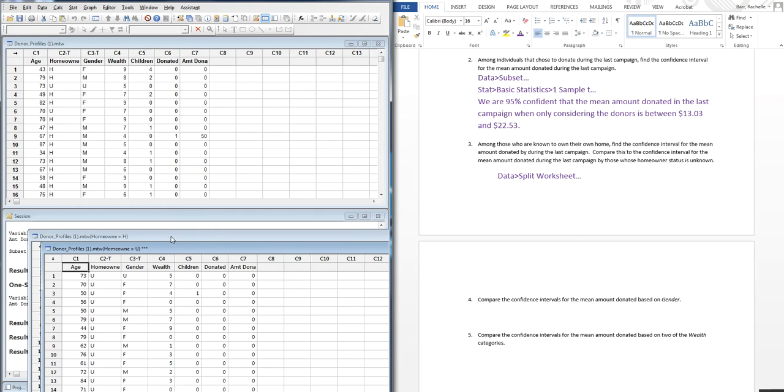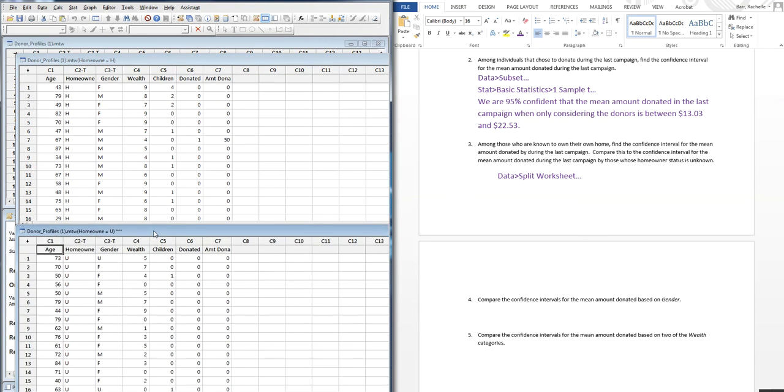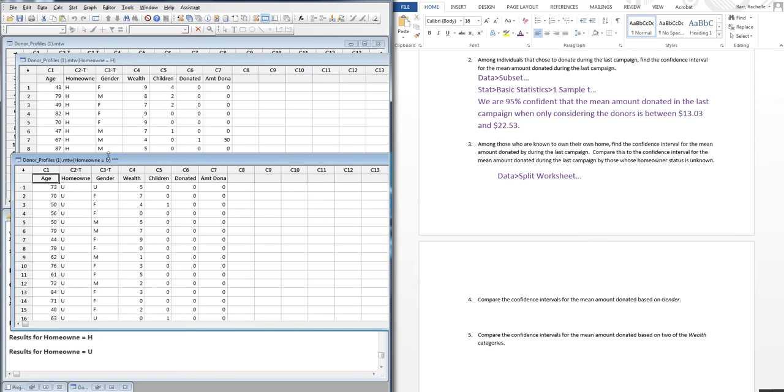So I'm going to hit OK, and it brings me these 2 pieces of information. You'll notice I now have a bunch of worksheets on here. One is homeowners with a U and one is homeowners with an H. These are people that actually own homes, and these are people for whom it's unknown whether or not they own homes. So there we go. We're going to take these 2 groups and compare them.